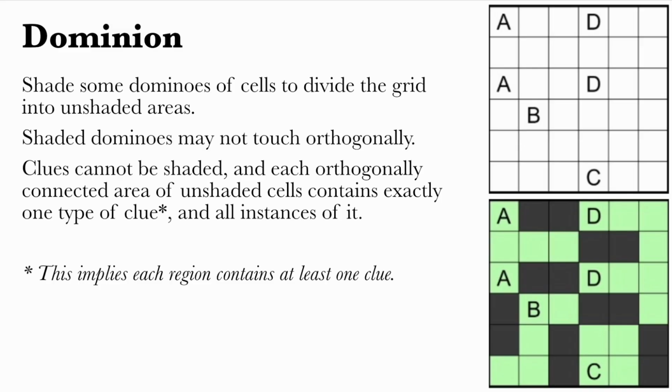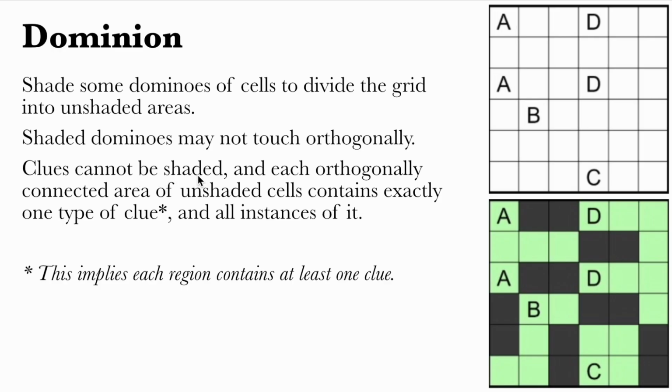Dominion is a shading puzzle. We will shade some dominoes of cells to divide the grid into unshaded areas. So we're going to be shading regions of exactly size 2, no more, no less, so we have to bound every domino with unshaded cells, as you can see here in the example. Shaded dominoes may not touch orthogonally. Orthogonally just means horizontally or vertically in a puzzle like this, so they're allowed to touch diagonally at corners. They just can't touch on edges.